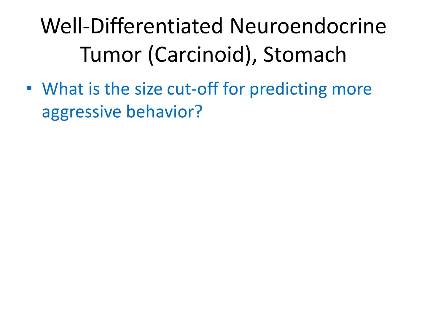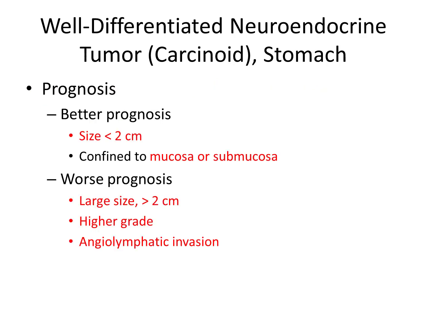Now for a question. What is the size cutoff for predicting more aggressive behavior in gastric carcinoid tumors? The answer is 2 centimeters. Tumors that are smaller than 2 centimeters and confined to the mucosa or submucosa have a better prognosis, while tumors that are larger than 2 centimeters have a worse prognosis, especially if they are higher grade or have angiolymphatic invasion.